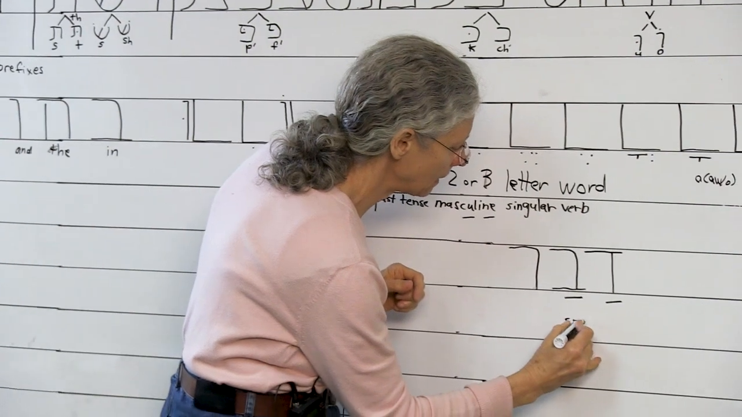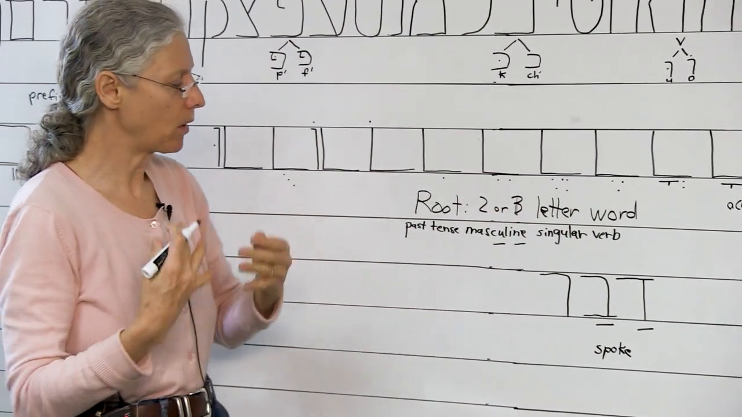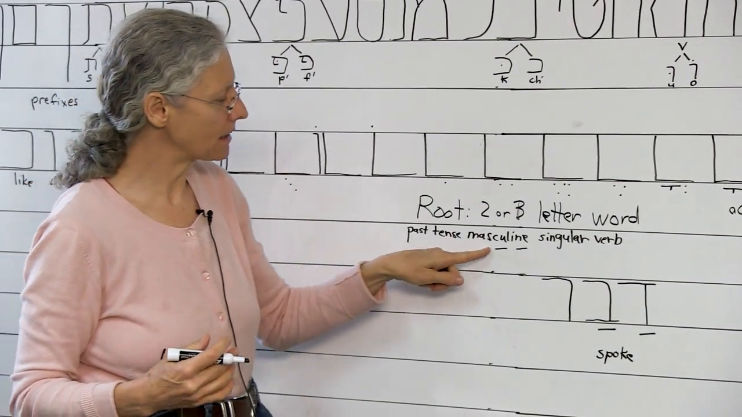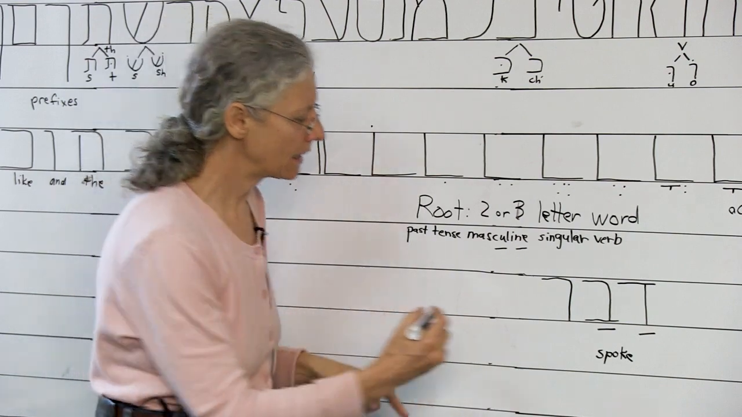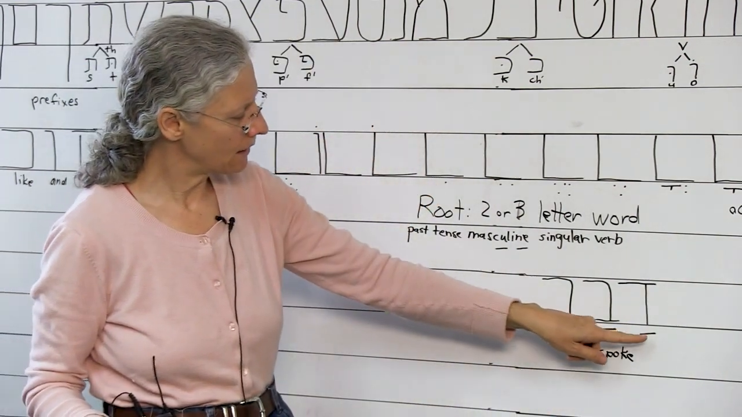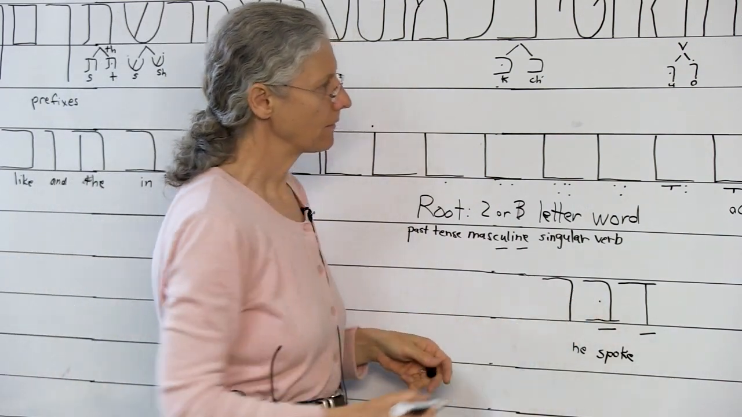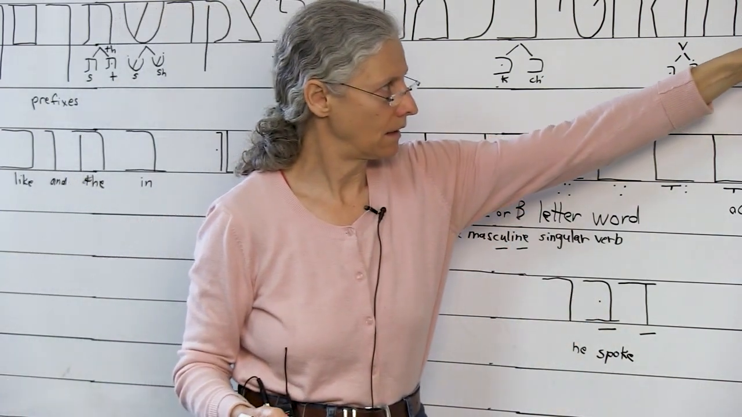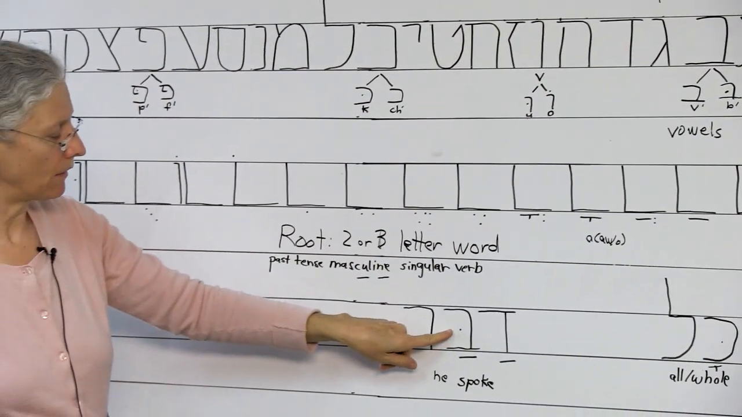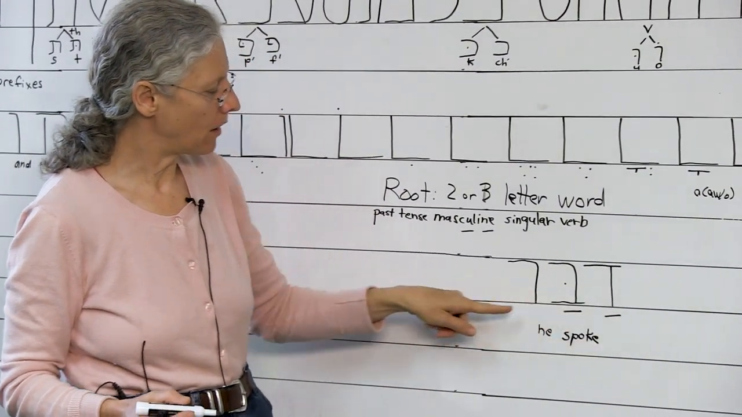We're going to use the past tense. Spoke, so it's like a spoken word. And when used as the past tense masculine singular verb, it's he spoke. The way we pronounce it is dabar. We're going to use the dagesh form because that's the way we're pronouncing the aleph beit form of the beit. And we say the root is dabar.